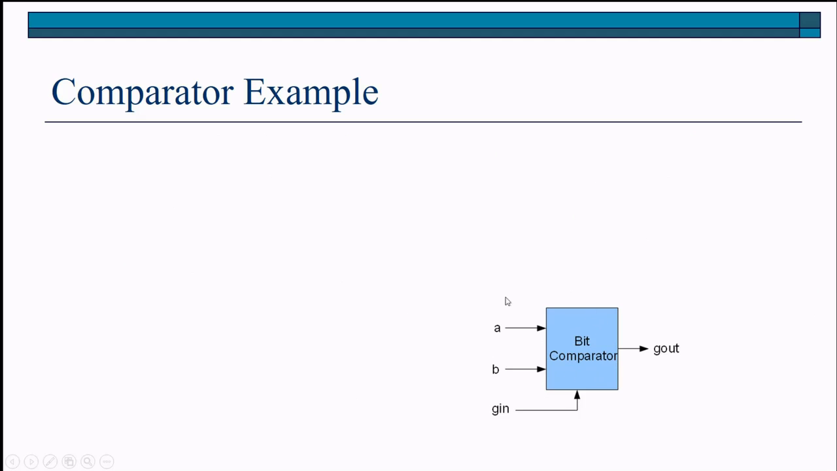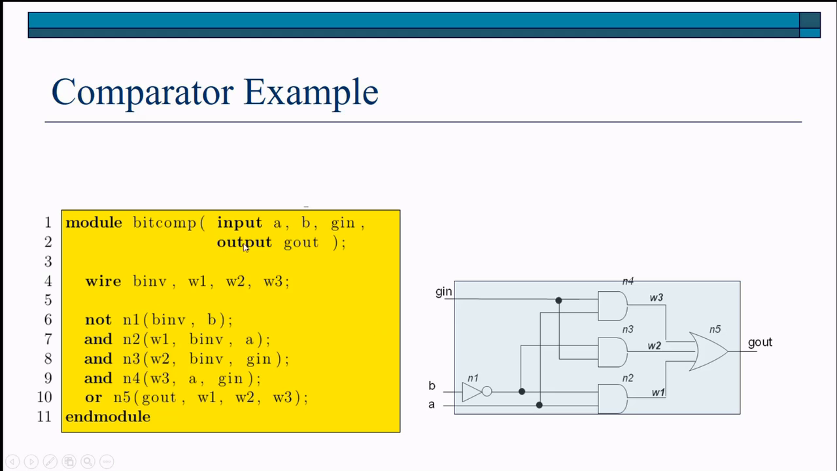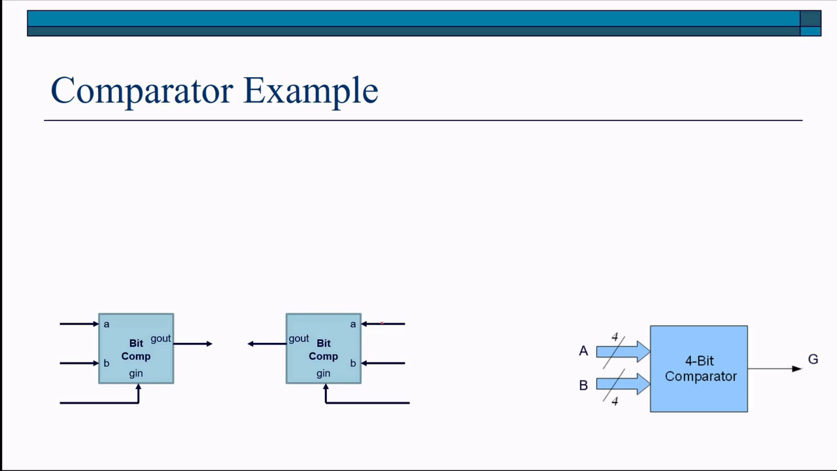To summarize, this is our single bit comparator. We have 3 inputs and an output. We then developed a gate level implementation for that functionality, and using that we coded our Verilog implementation shown in yellow. This is the 4-bit comparator that we want to build, and this is our single bit comparator. By drawing this in a slightly different way, it makes it easier to build our 4-bit comparator. So what we'll do is we'll have the inputs coming in from the right and the output going out on the left. So it represents the same block, it's just shown in a different way.